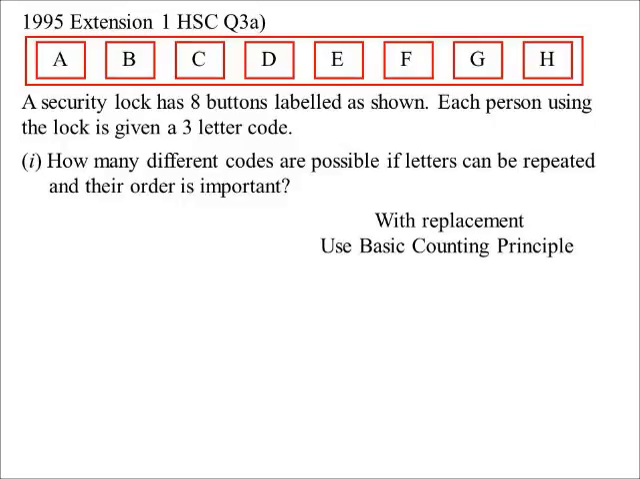So, well, 8 times 8 times 8. 8 for the first letter, 8 for the second, and so on. So we've got 512 codes. What about if they change it?